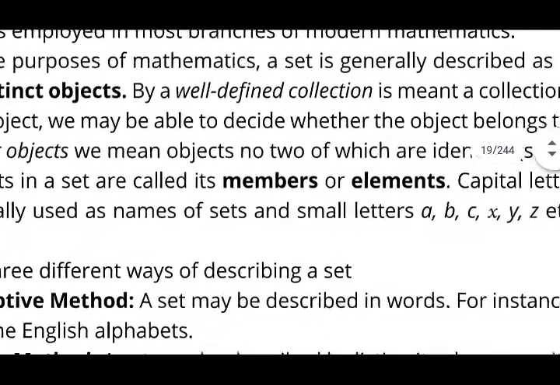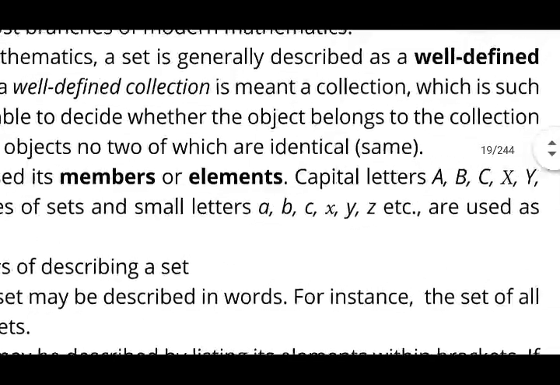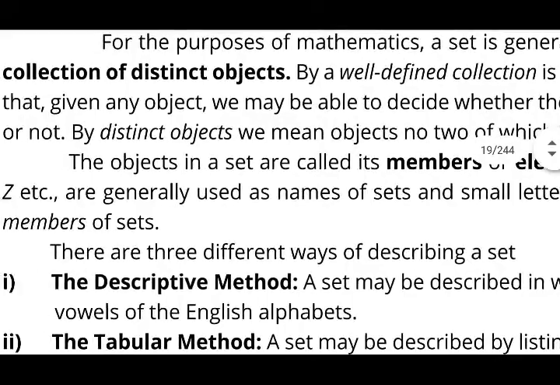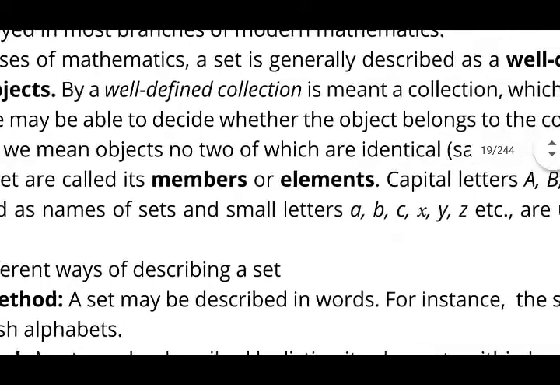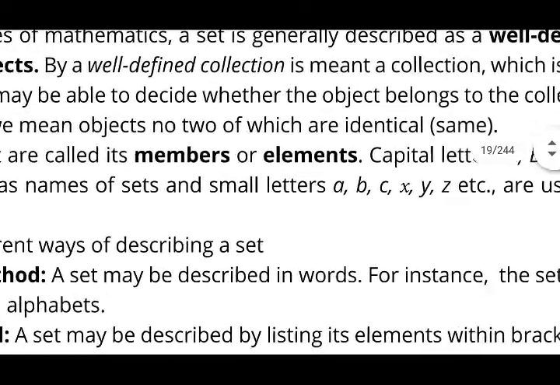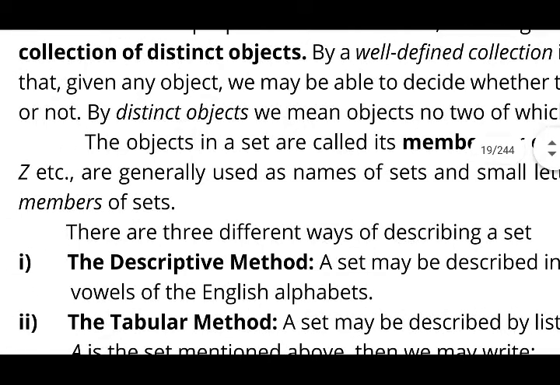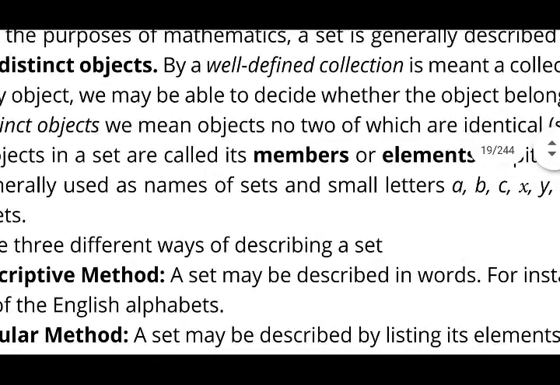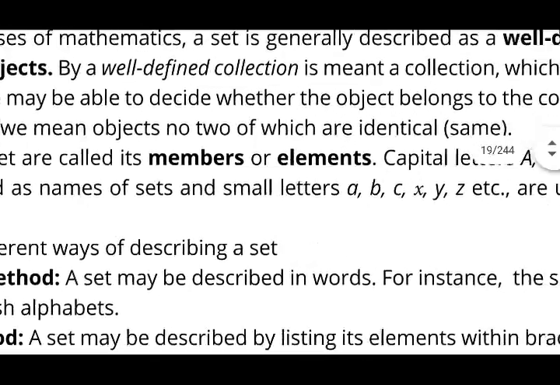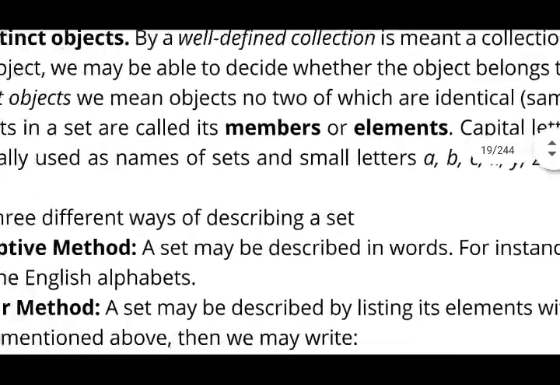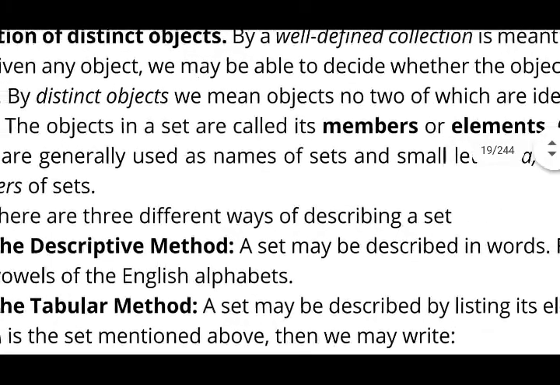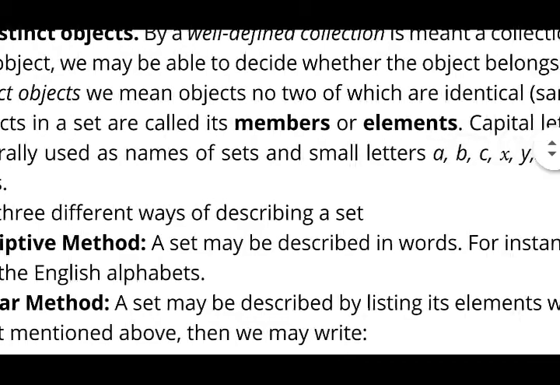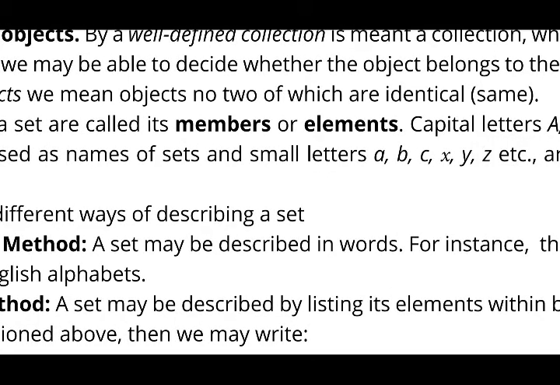A set is generally described as a well-defined collection of distinct objects. By well-defined collection is meant a collection which is such that, given any object, we may be able to decide whether the object belongs to the collection or not. By distinct objects we mean objects no two of which are identical, meaning the same.